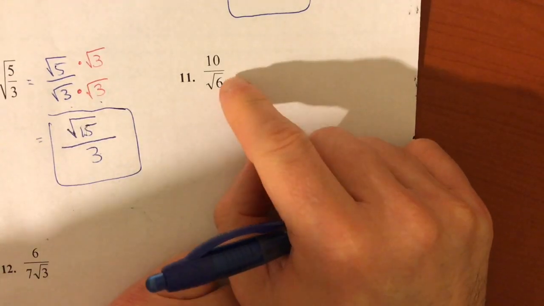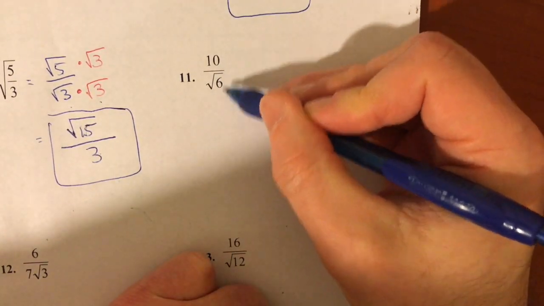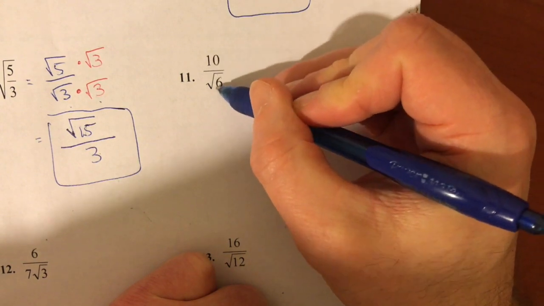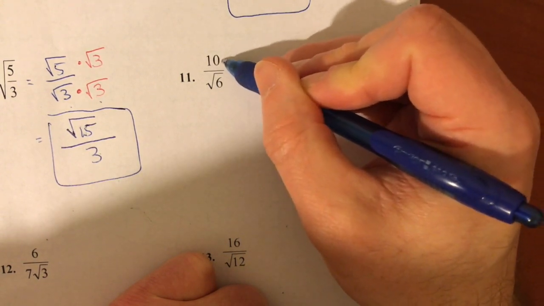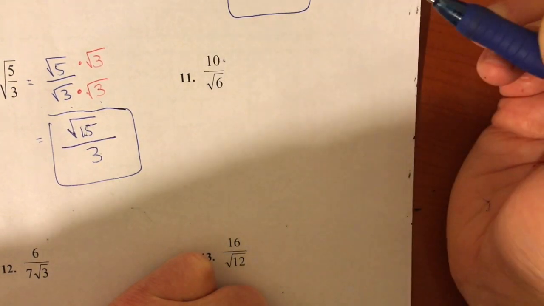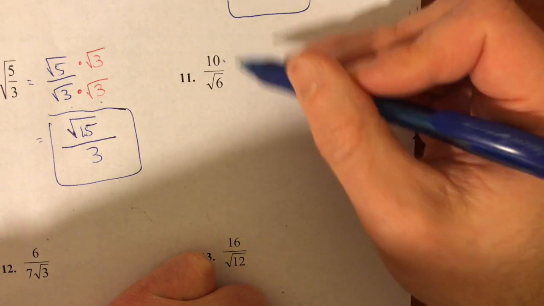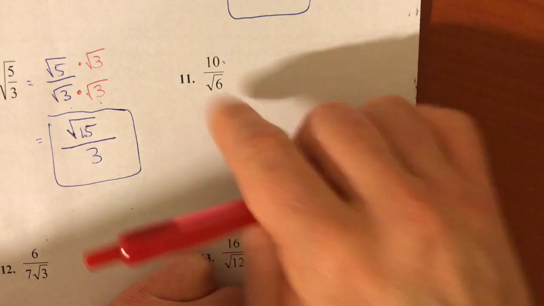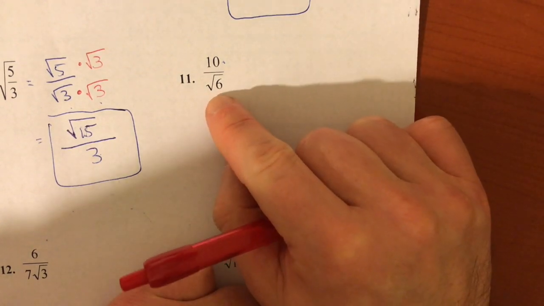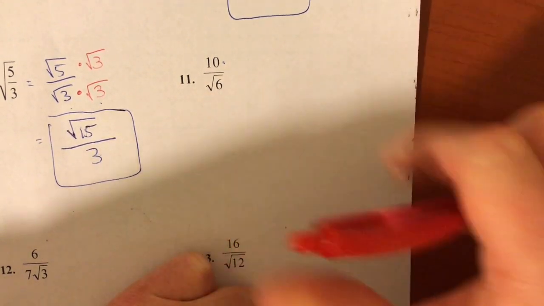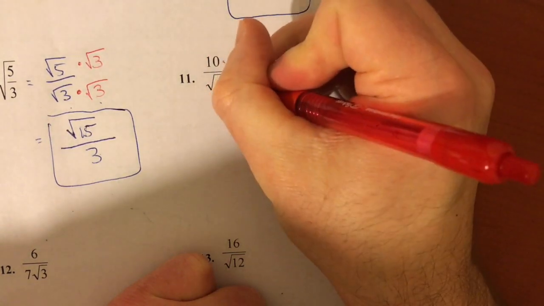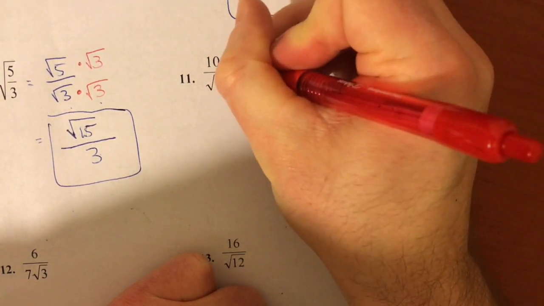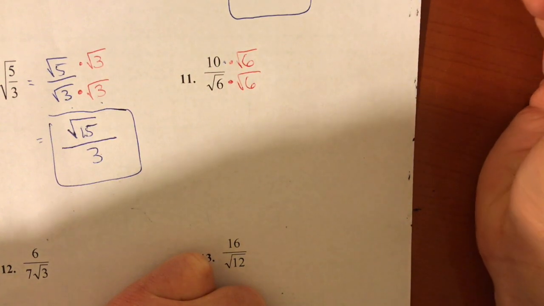This right here, number 11, 10 over root 6. 10 and 6, you cannot reduce those because, again, that's outside of a radical, that's inside of a radical. So, you know, they can't mix. Root 6 does not reduce. It's not a perfect square. I can't leave a radical in the denominator. I'm going to multiply the denominator by root 6 and the numerator by root 6.